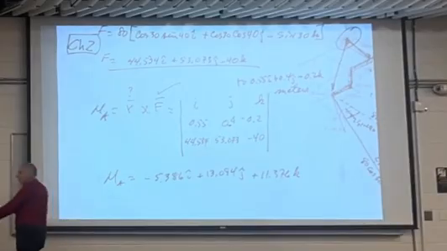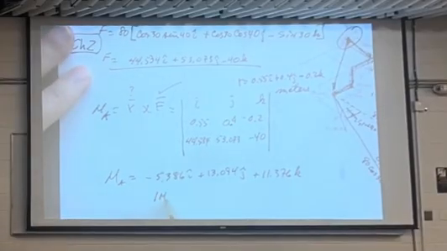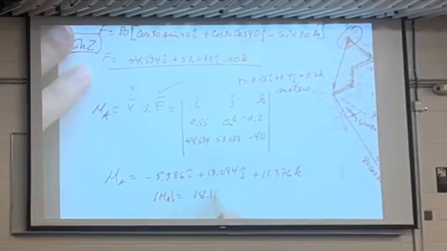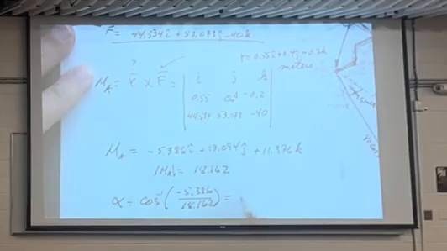But if it says find the magnitude and direction of the moment, then I need the magnitude of this moment, which is square, square, square, add them up, and take the square root: 18.162. Alpha is cosine inverse of minus 5.386 divided by 18.162. That's 107.25 degrees.